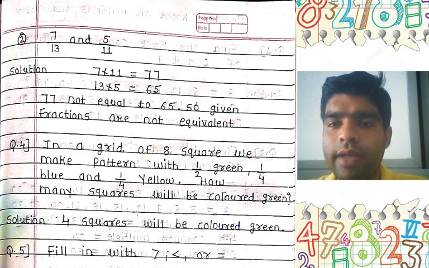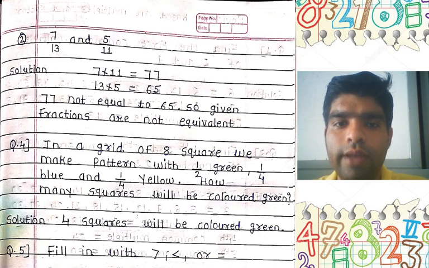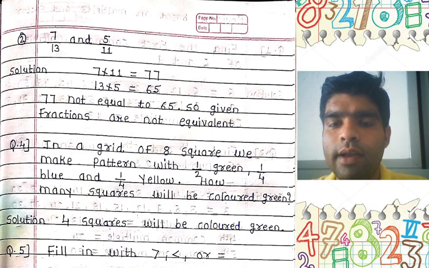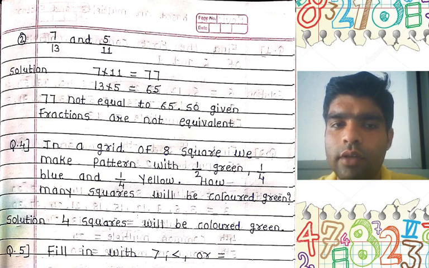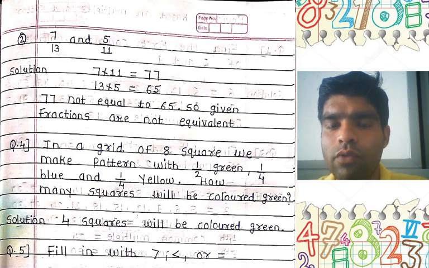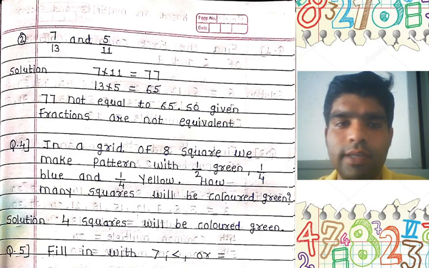In a grid of 8 squares, we make a pattern with half of green, 1 by 2 of green, 1 upon 4 of blue, and 1 upon 4 of yellow. How many squares will be colored green? Now see, it's not necessary to draw the grid and then color it. We just have to observe the example and write down the answer directly.